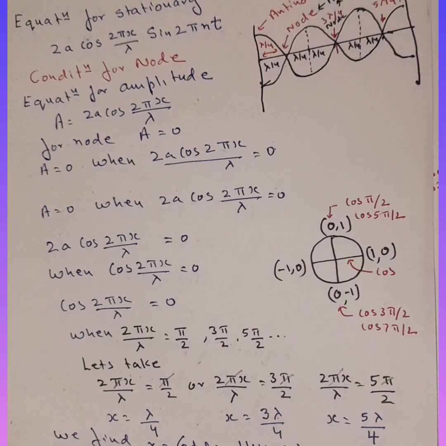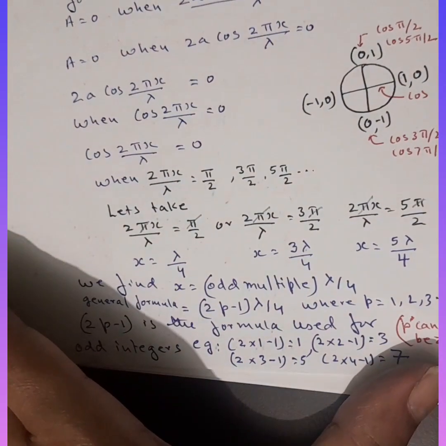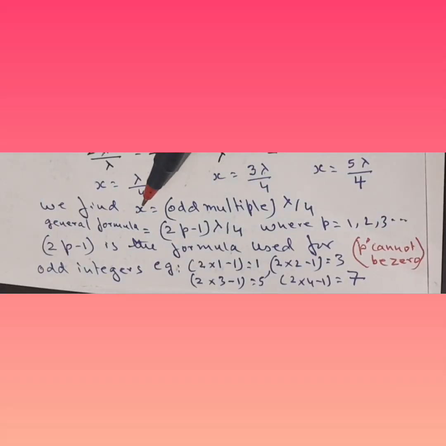Alright, now if we get back to the formula, x is equal to an odd multiple, 1, 3, 5, 7, and so on and so forth. An odd multiple of λ/4. For an odd multiple, this is the formula that we use, 2p minus 1, where p can be from 1 to infinity.